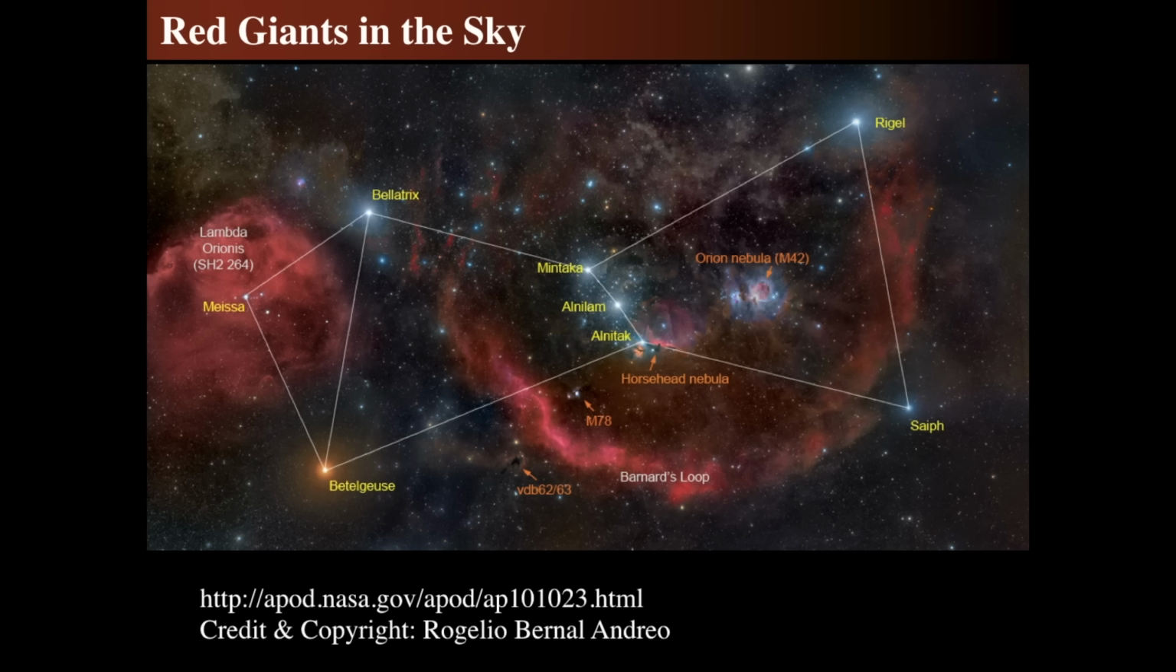And this picture is not an artistic picture, but rather a massive array of pictures put together as a mosaic by Rogelio Bernal Andreo, and it was featured in Astronomy Picture of the Day in 2010. So Betelgeuse is the upper left shoulder of the giant of Orion. And there's all sorts of wonderful things going on in the Orion Nebula and the Orion area of the sky. But Betelgeuse is the star we're going to be talking about, which is this bright star.